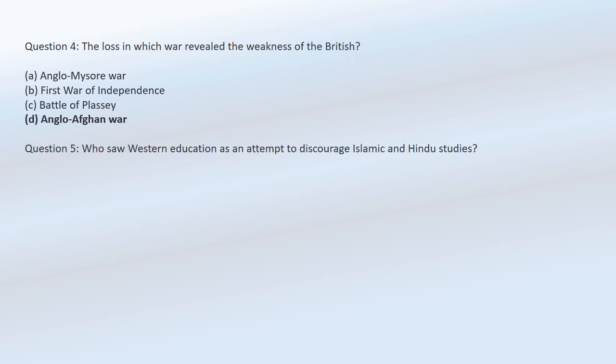Question 5. Who saw Western education as an attempt to discourage Islamic and Hindu studies? A. Christian missionaries. B. Brahmins. C. Muslims. D. Pundits and Maulvis. Option D is the right answer. Pundits and Maulvis saw Western education as an attempt to discourage Islamic and Hindu studies.